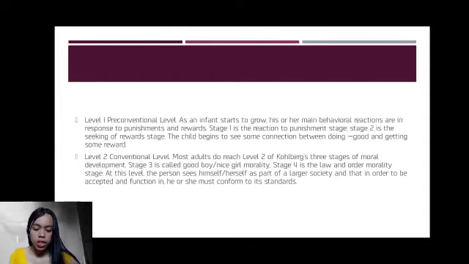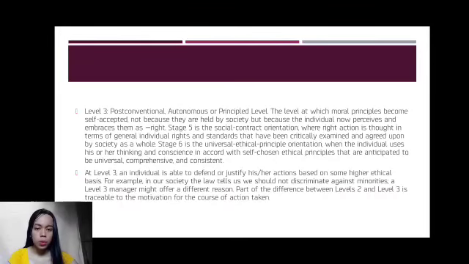This stage is important because there is a higher value in obeying the law than simply seeking the approval of one's peers. In stage 4, children obey the law because of its importance in maintaining a well-functioning society. The last level is the post-conventional level.